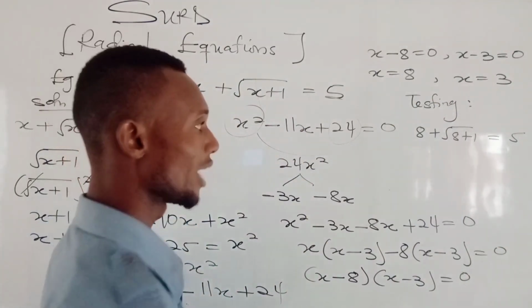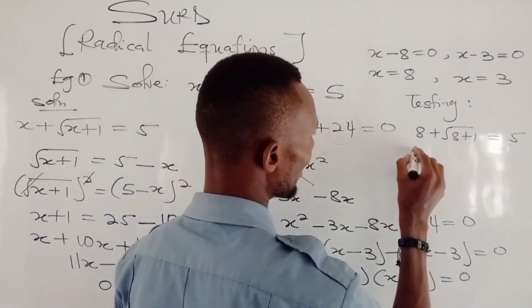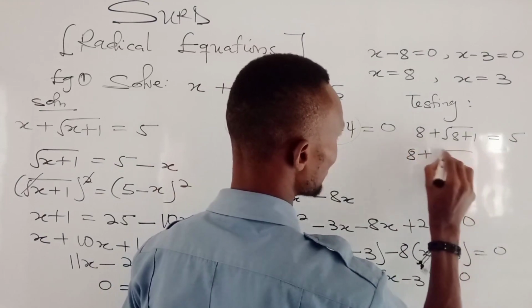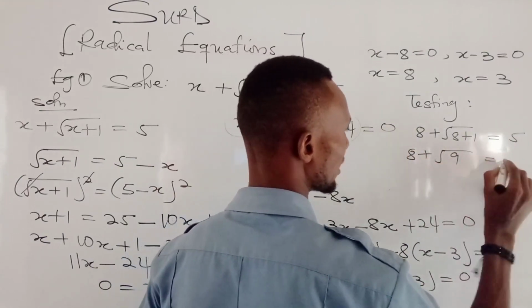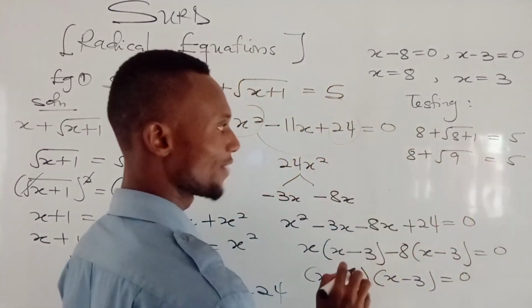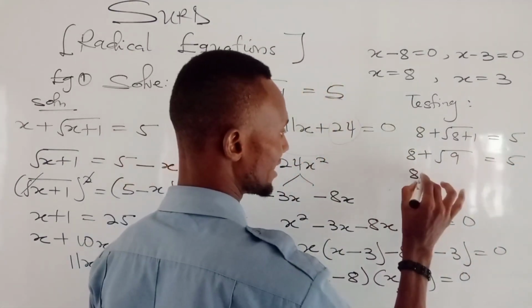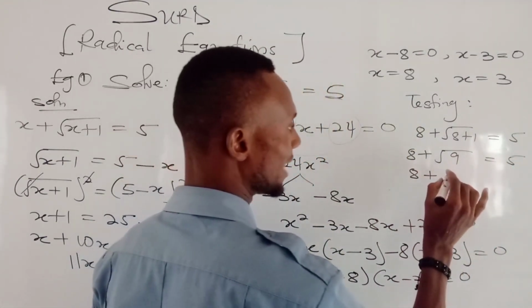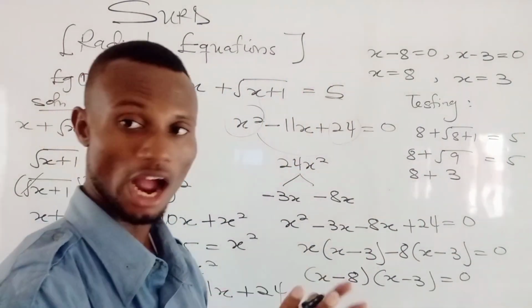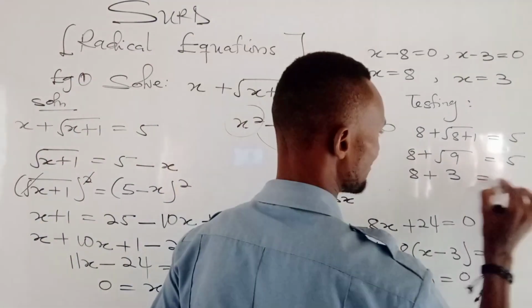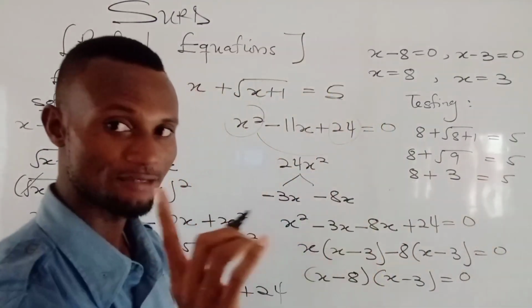Okay, so let's go ahead and do it. I have my 8 plus square root of 8 plus 1, which is 9, and it's supposed to give us 5. So I'll repeat my 8 here, plus square root of 9 is 3. I hope you all agree with me that the square root of 9 is 3. It should give us 5. But check very well.